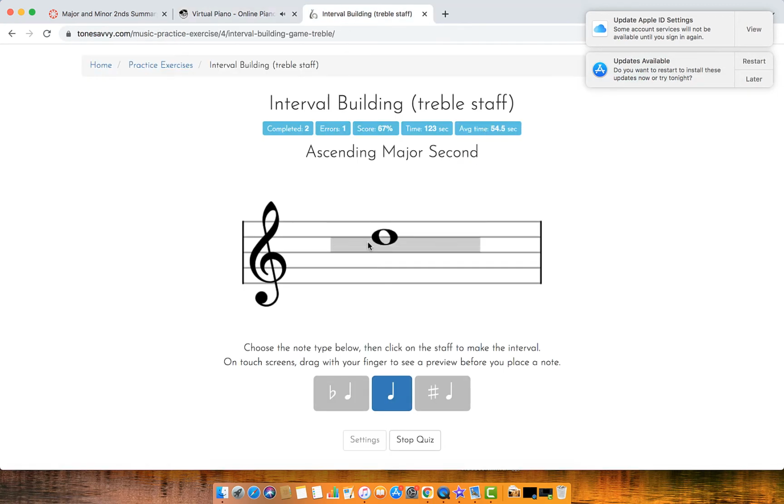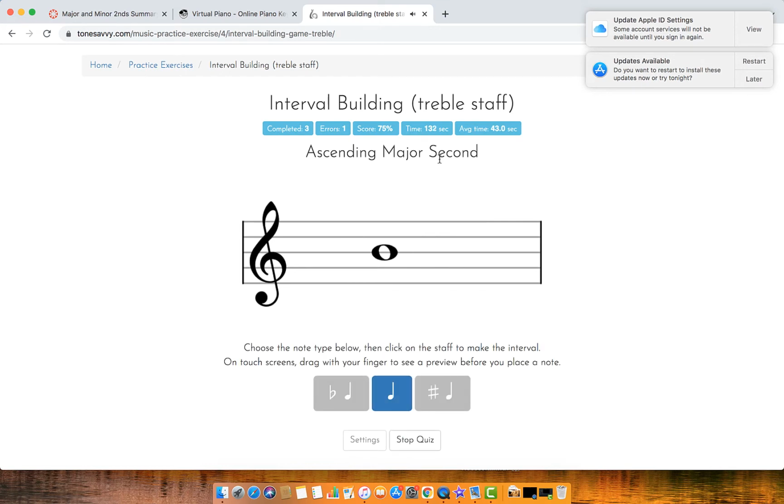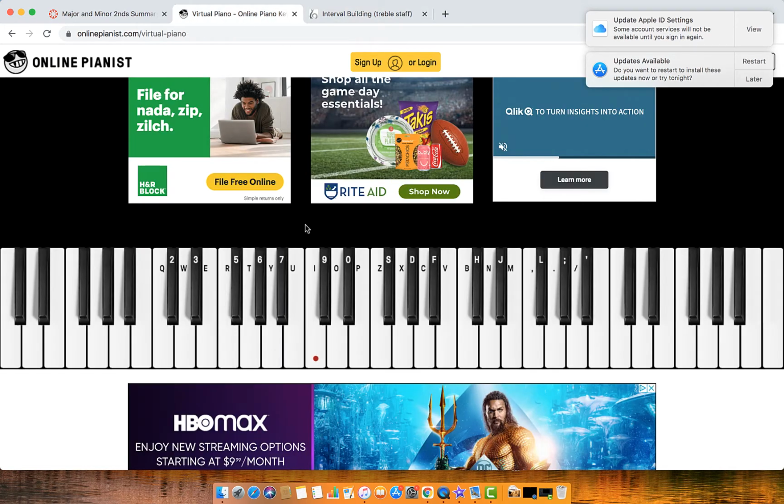D, D, E. That one's pretty easy. Not D flat, not D sharp, just D. D, E. Major second above B. Let's look at a keyboard.